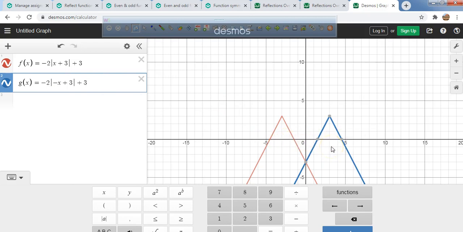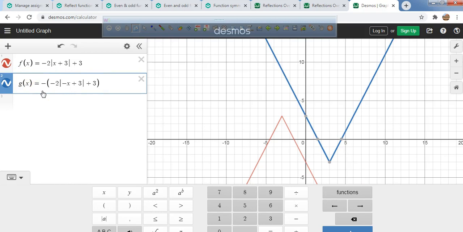Well, now if I want to take that again and reflect it across the x-axis, here's what I got to do. I got to multiply this whole thing by a negative, which means I got to open up this parentheses and then see how it closes it right here. I close it. So what do I have to do? I got to actually put a negative on the outside of it, and now I've done both reflections.